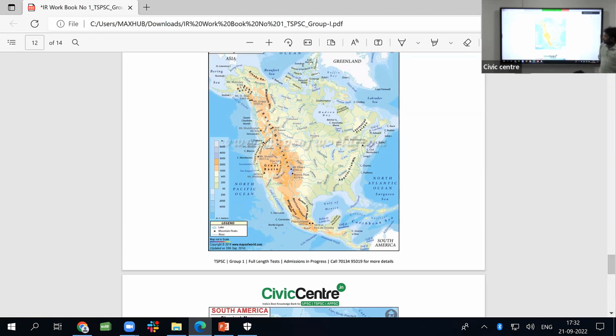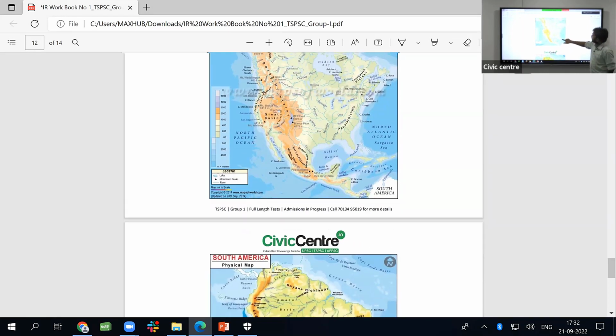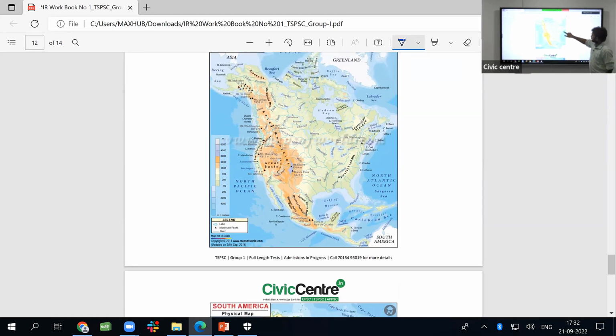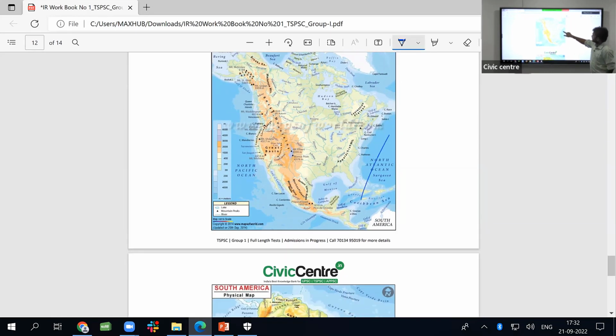Newfoundland, which is known for fishing ground, which is a meeting point of Gulf Stream and Labrador Current. So this is your Gulf Stream, this is your Labrador Current. Labrador Current is cold current, Gulf Stream is warm current. This is your Newfoundland.